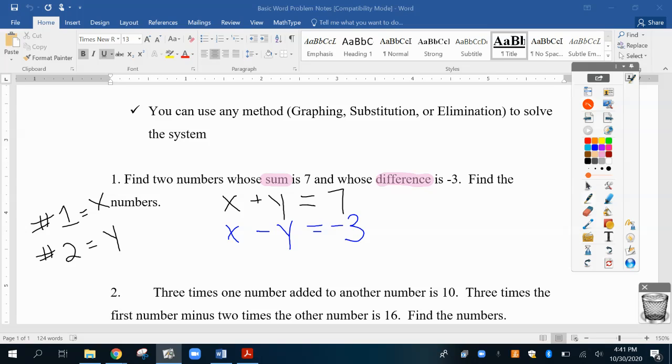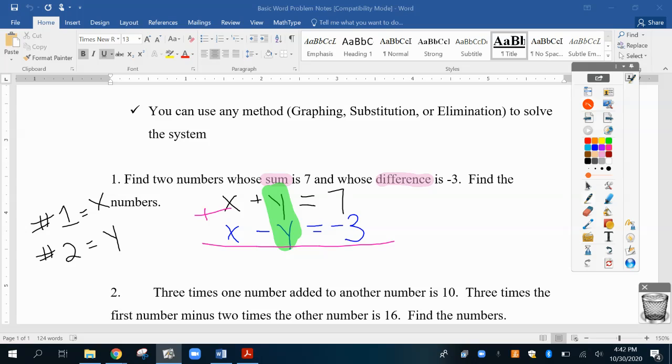My suggestion is that you pick the y's because the y's already have the opposite sign. Okay, so if we focus on these y's, they already have the opposite sign, which means the opposite sign tells us to either add or subtract. What do we want to do when they have the opposite sign? We want to add. So we're going to take these two equations and we're going to add straight down.